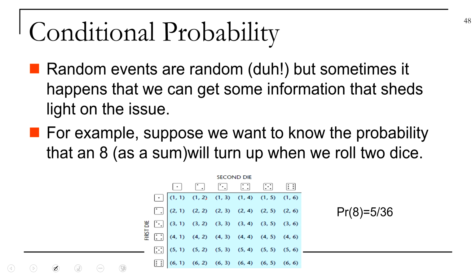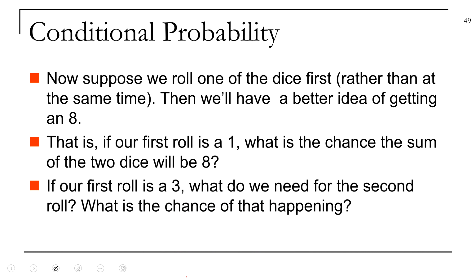Turns out there's 5 ways. I don't know if I can actually draw that. I'll try to do that here. There are 5 ways to get an 8. The probability is 5 out of 36. Now suppose you're going to roll 1 at a time instead of 2 at the same time. And you have a better chance of what's going to happen in terms of getting an 8.